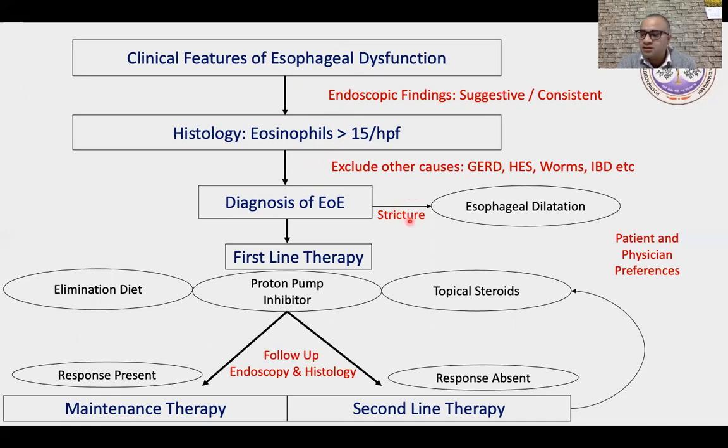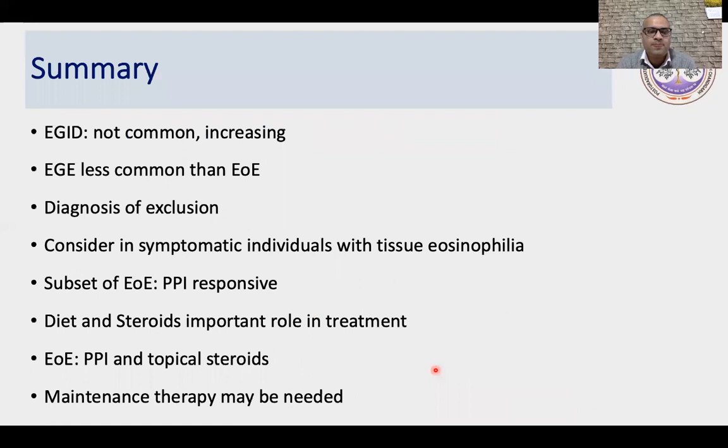If there is a symptomatic stricture, dilatation. If not, then first line of therapy, depending upon patient choice, could be elimination diet, PPI, or topical steroids. If there is a response, you continue with maintenance therapy. If not, second line therapy. One of these could be the second line therapy.